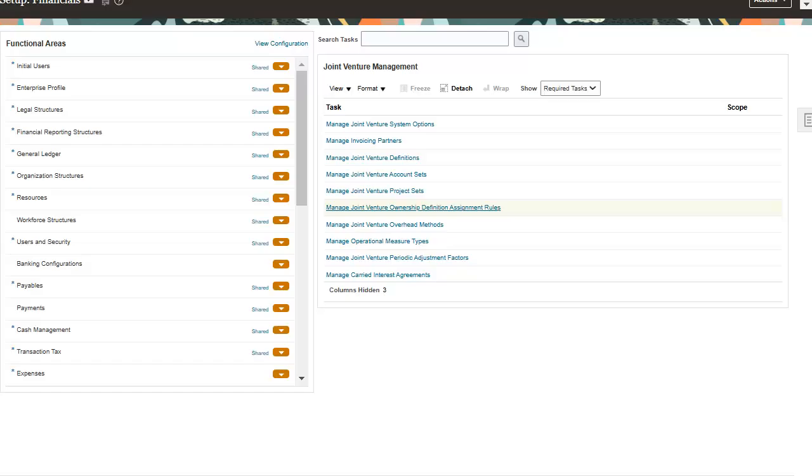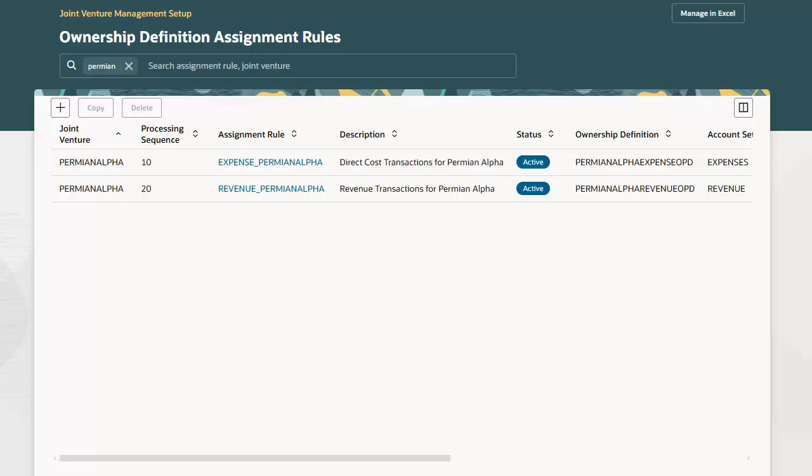Next, let's look at how account sets are used in ownership definition assignment rules. Let's click the task Manage Joint Venture Ownership Definition Assignment Rules. Assign a joint venture account set to an ownership definition assignment rule to easily designate the accounts whose transactions will receive the designated ownership definition or direct billed stakeholder.